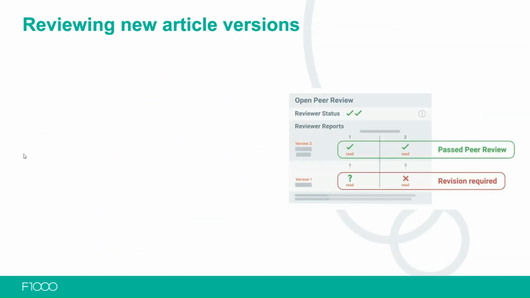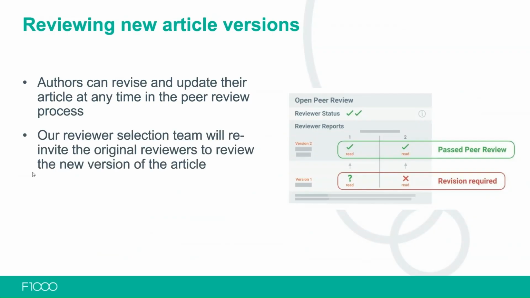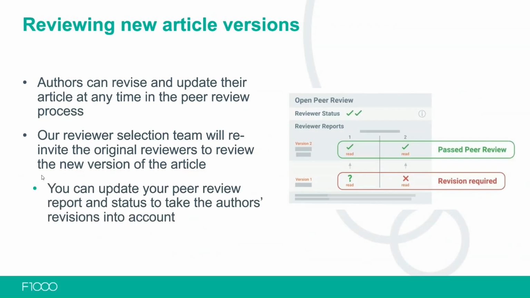Now, as I mentioned, authors can update their article at any time in the peer review process. When we publish a new version of an article, we send out invitations to the original reviewers. This allows you as a reviewer to update your peer review report and peer review status to take into account the changes that the authors have made.